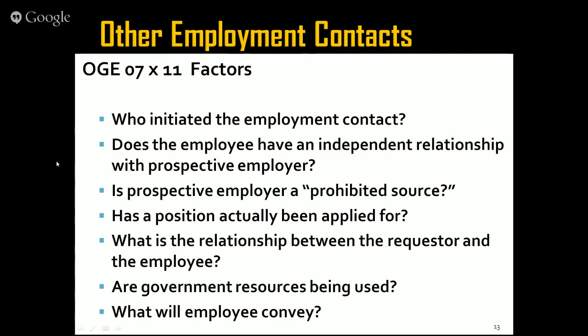And so what 07X11 is saying is, okay, in these other circumstances, so for example, making a phone call to recommend, or making some other sort of employment contact on behalf of a friend or a coworker, when is it appropriate? How is it appropriate to do, if it is appropriate to do? And OGE gives you a list of factors to consider, including, okay, so who initiated the employment contact? Did the prospective employer contact you, in which case it seems more appropriate to just respond to that contact, where it might be a little less appropriate for you to cold call someone who's not expecting your phone call, to initiate the contact about the employment arrangement.